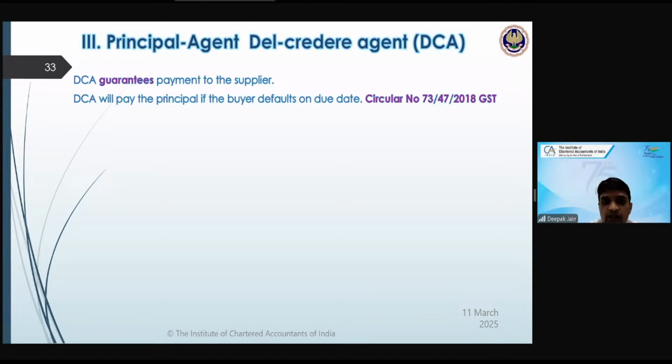So the del credere agent gives that additional comfort, that whatever you sell, you will get your money. So for that he charges extra commission, because he will ensure that your sale value will get realized. Okay. Now, in such a scenario, what do we have to do?